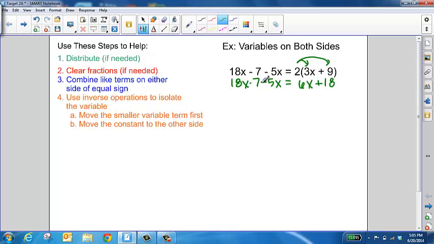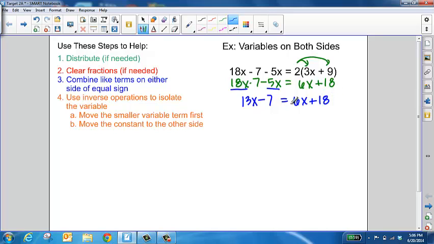Now, step 2 is to clear fractions if needed, but as you can see, we have no fractions here, so we can just continue on to number 3, which is to combine terms on either side of the equal sign. If you look here on the left-hand side of the equal sign, we do have like terms that we can combine together. So 18x and minus 5x, or a negative 5x, is going to give you 13x minus 7, and then equals 6x plus 18.